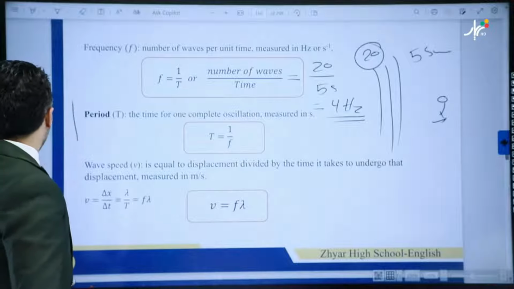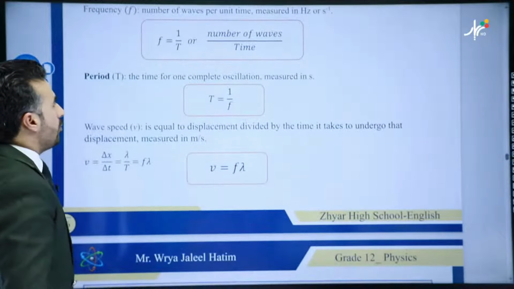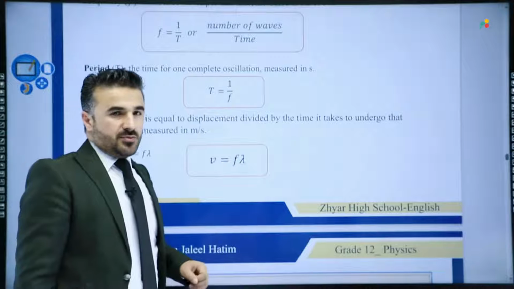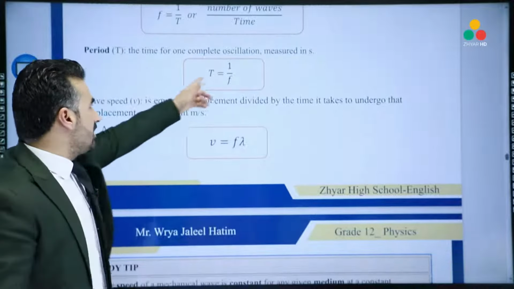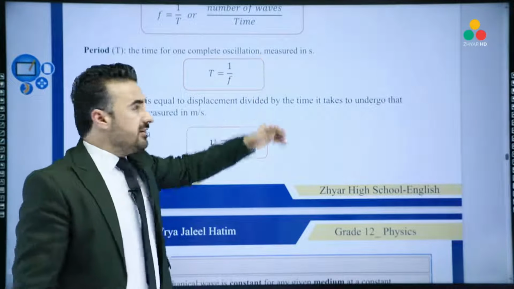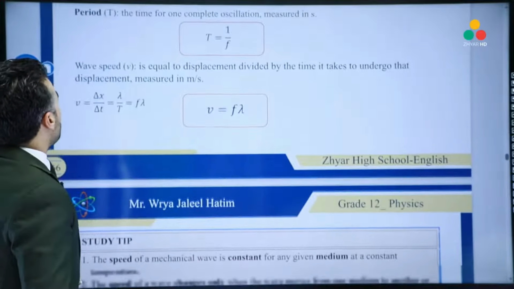And period, we did talk about this. Period is basically the time for one complete oscillation, which is measured in seconds. Period can be measured in hertz to the power of -1 as well. Okay, now what about wave speed?